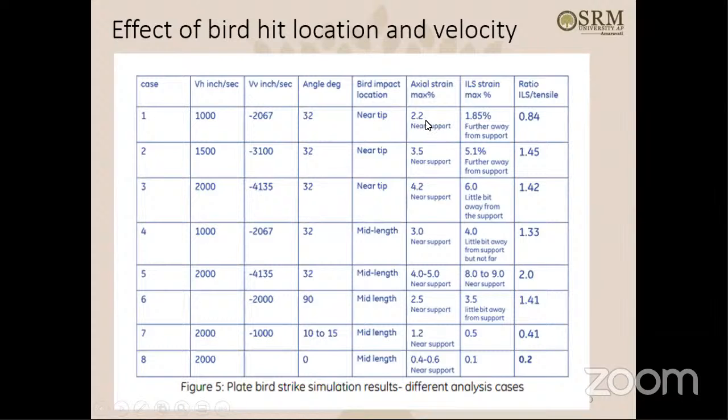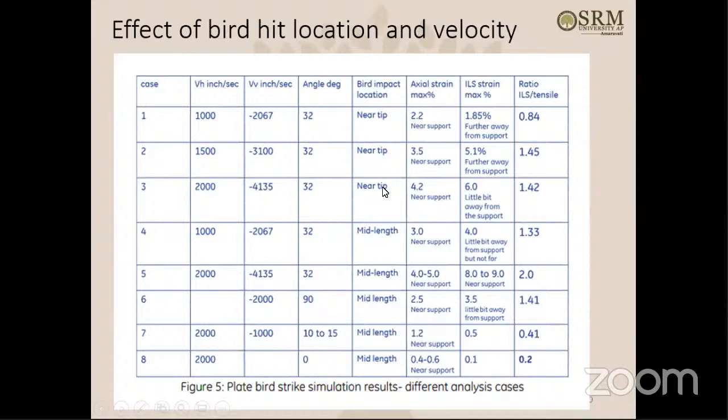And then what are the strains that you are seeing? Axial strain, that is X direction strain, and interlamellar strain. These are the levels of strain shown. Now we are trying to compute this parameter, interlamellar shear strain versus tensile strain, so we can compare all these cases with it. This parameter, interlamellar strain over tensile strain, is showing like 0.84. Similarly, in the different cases, as you see, the velocity is varying. The angle is the same, but the velocity is increasing here.